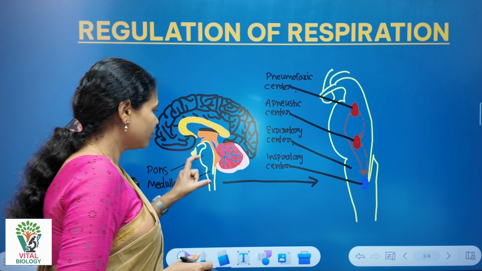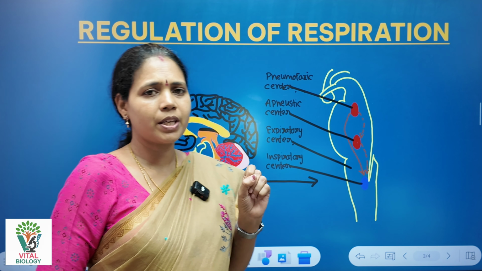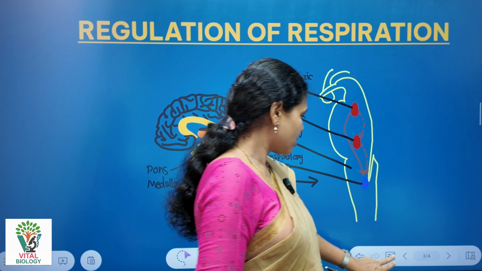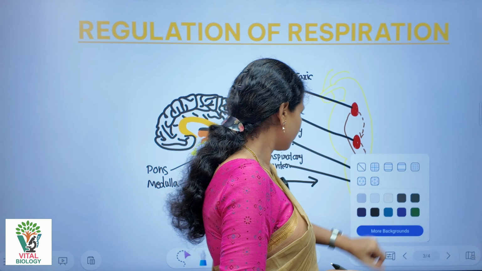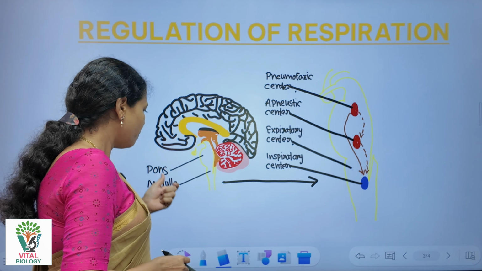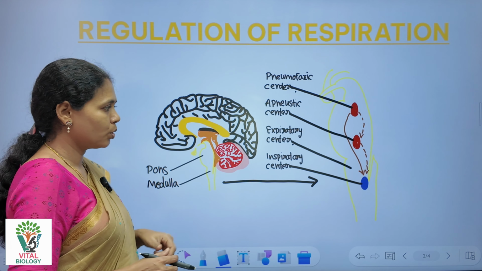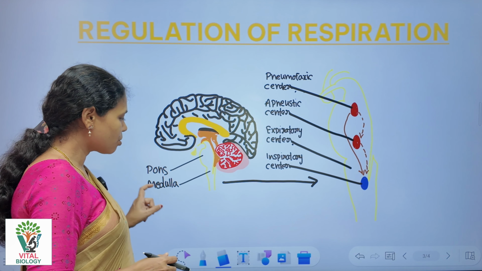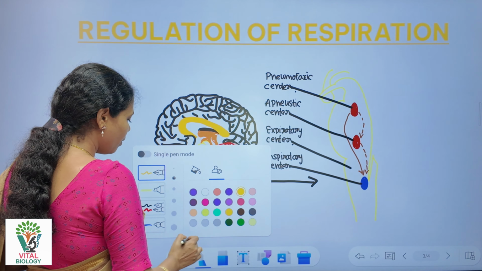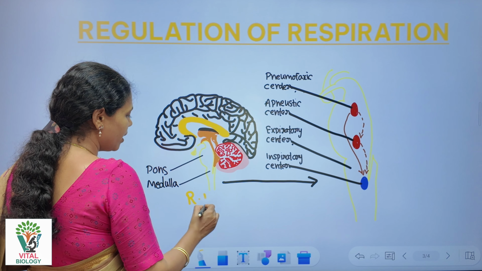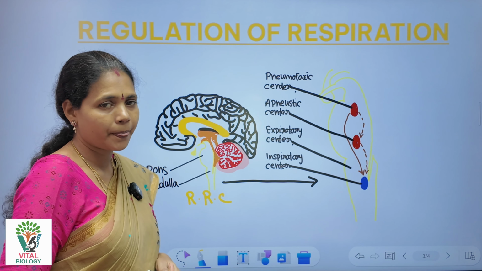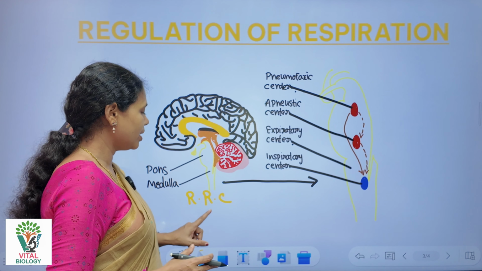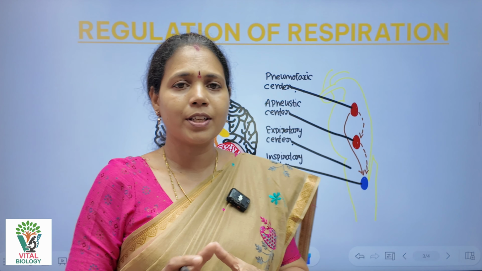If we observe their location, here we have to see two specific regions: the medulla and the pons. In the medullary region, we can observe a center called the respiratory rhythm center.